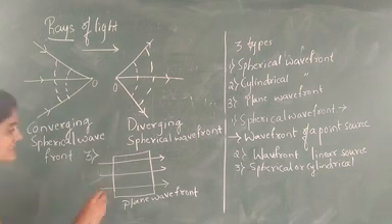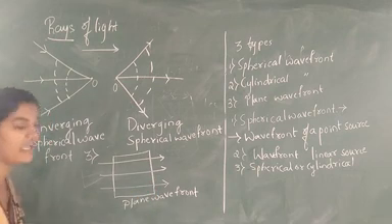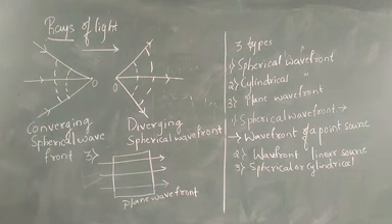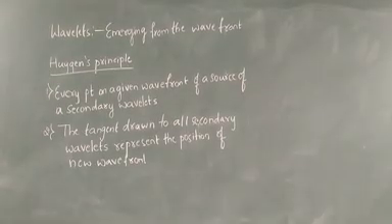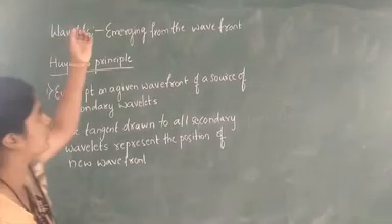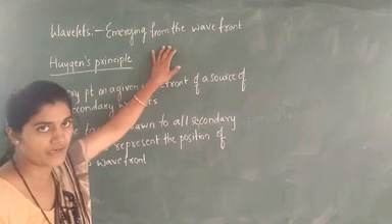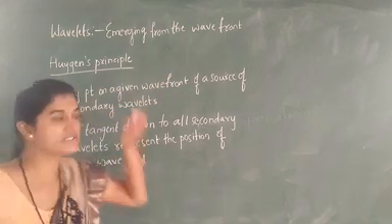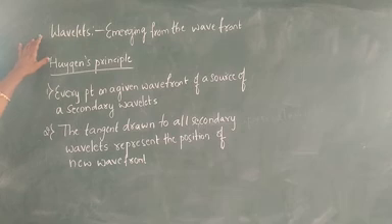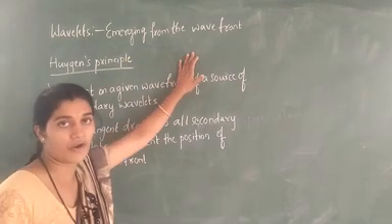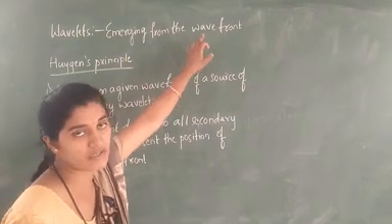And the third one we have to study is the plane wavefront. It is moving in a straight way, so we call it the plane wavefront. Now next we have to study the wavelet. A wavelet is what emerges from the wavefront. And a wavefront is the set of points at constant phase.